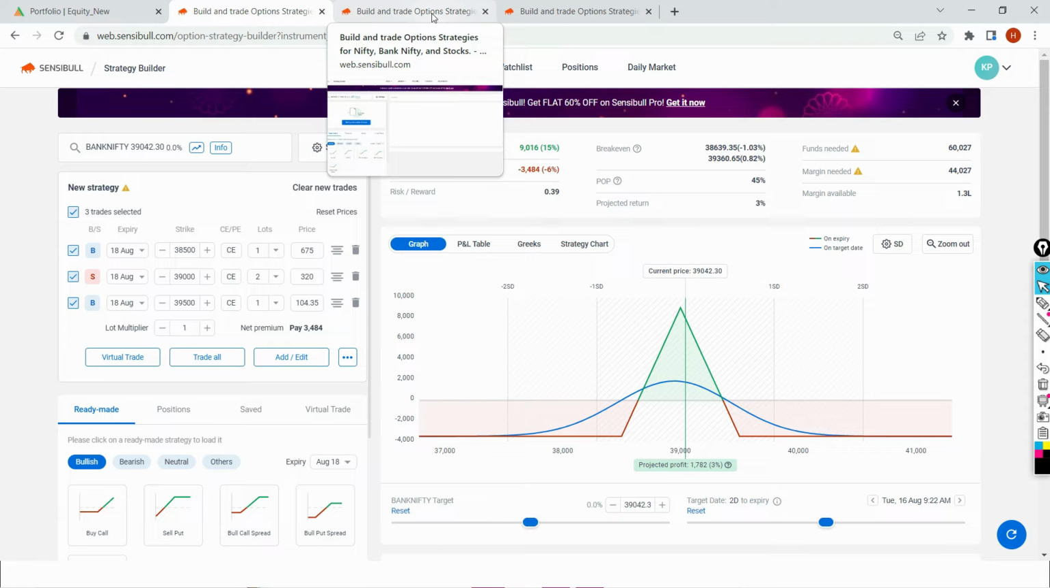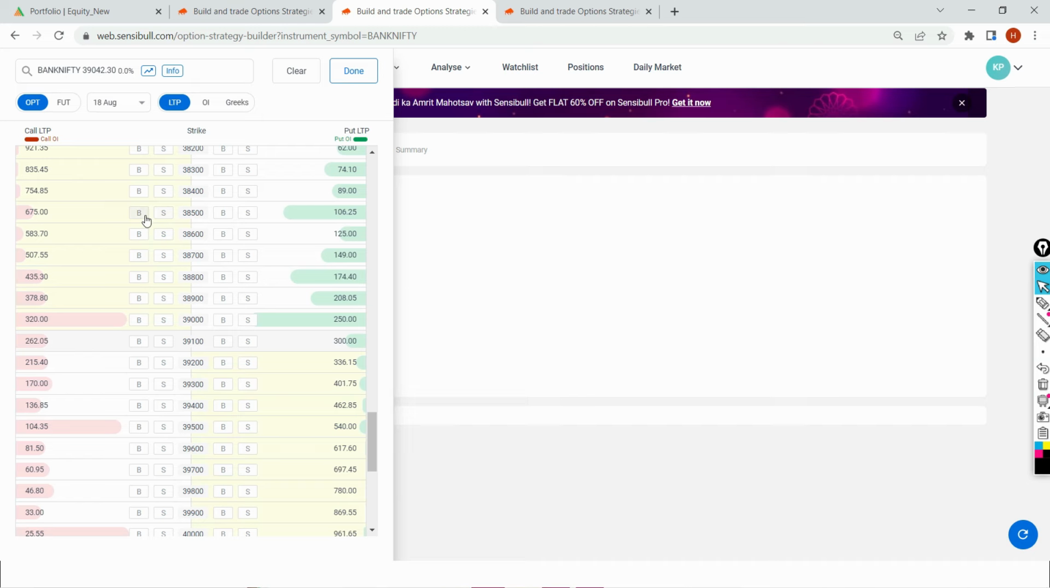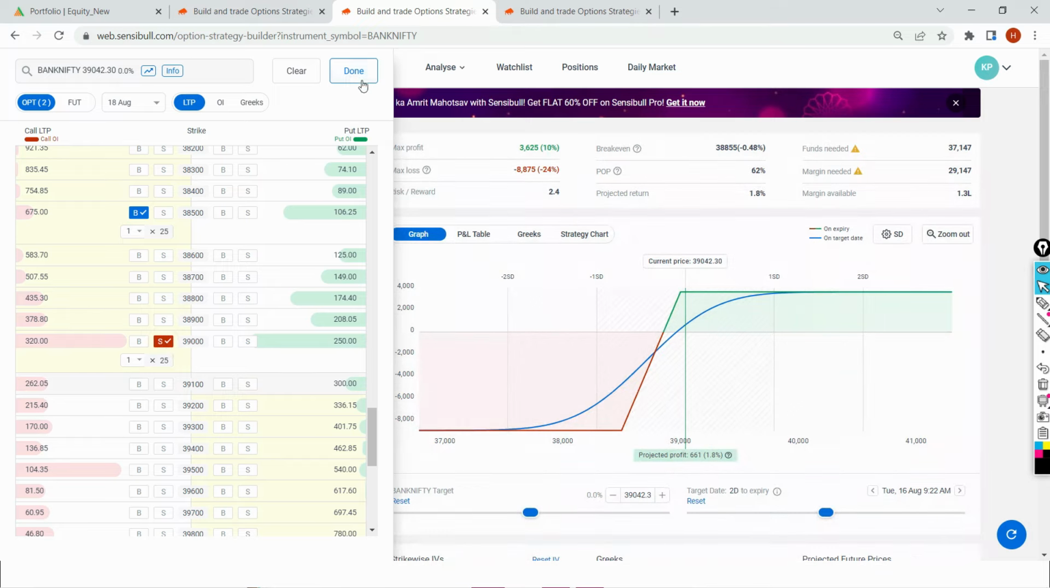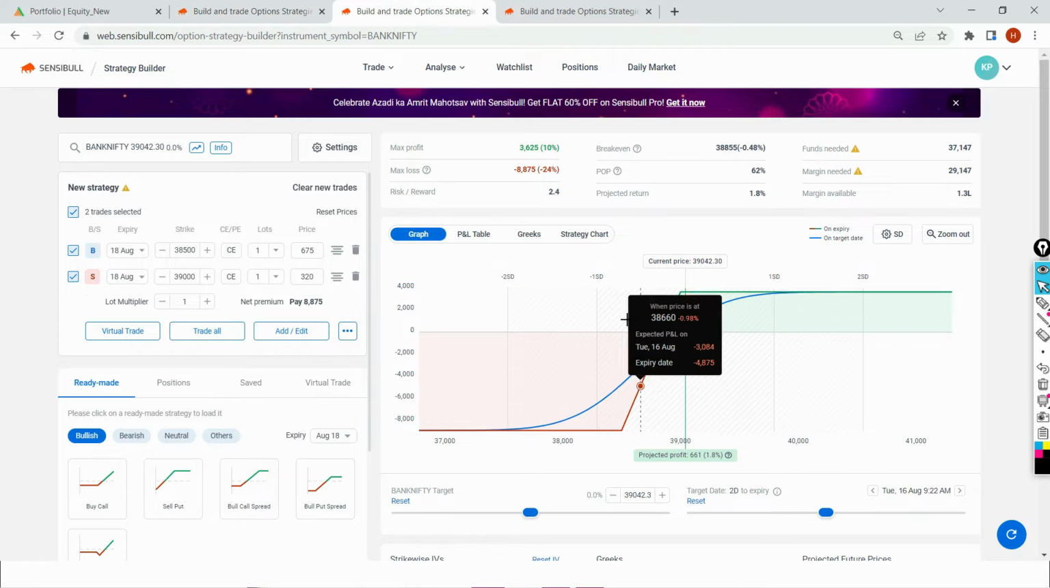Now I'll take you to the new window. I'll deploy one debit spread, 38,500 and 39,000. This is my original Butterfly: 38,500 bought and 39,000 sold position. So this is my typical debit spread. You all know, this is a typical debit spread. You got 675 premium and you paid 320 premium. So net this is a debit spread.